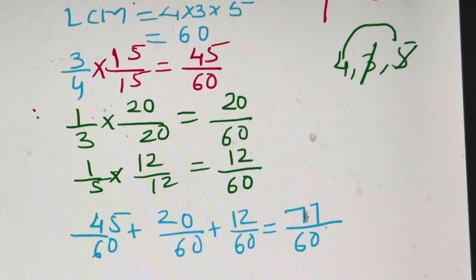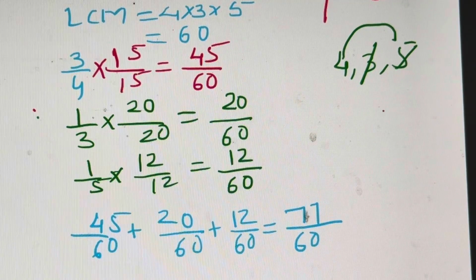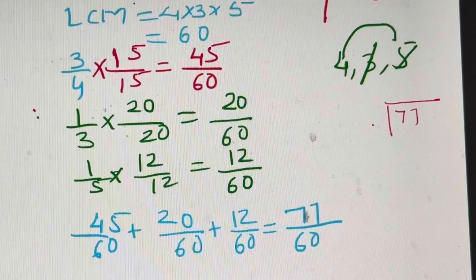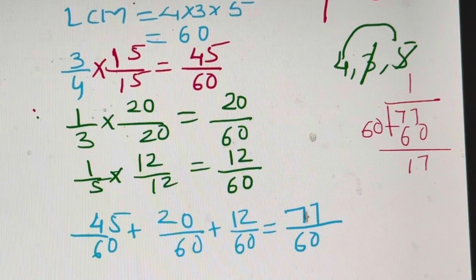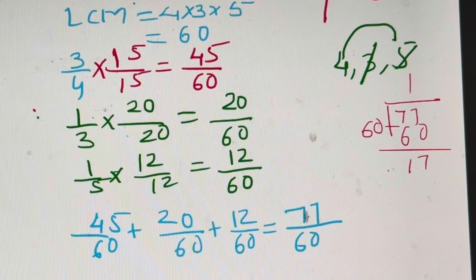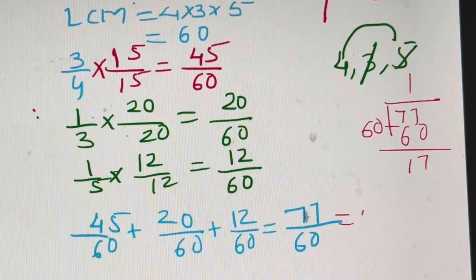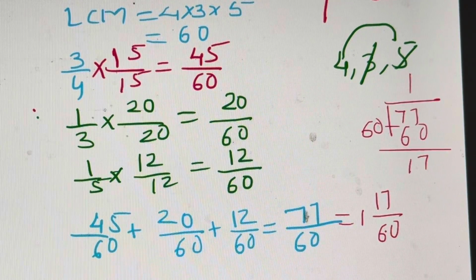Now this you can see it's an improper fraction. So you can just divide 77 by 60 and convert it into mixed. 60 ones are 60. Subtract, the remainder is 17. So the answer is 1 whole 17 upon 60.